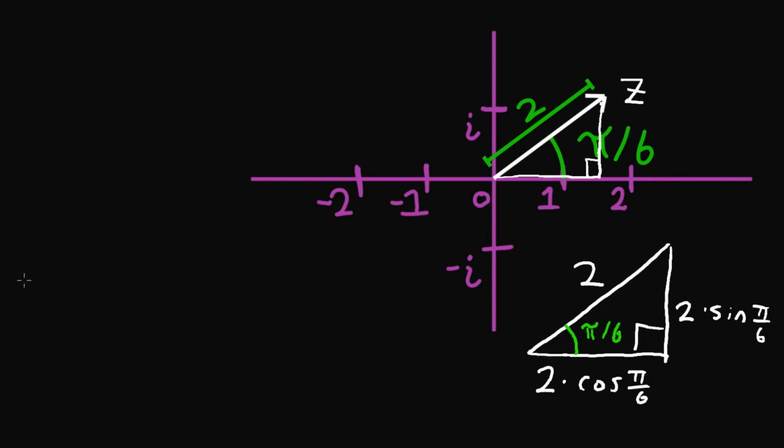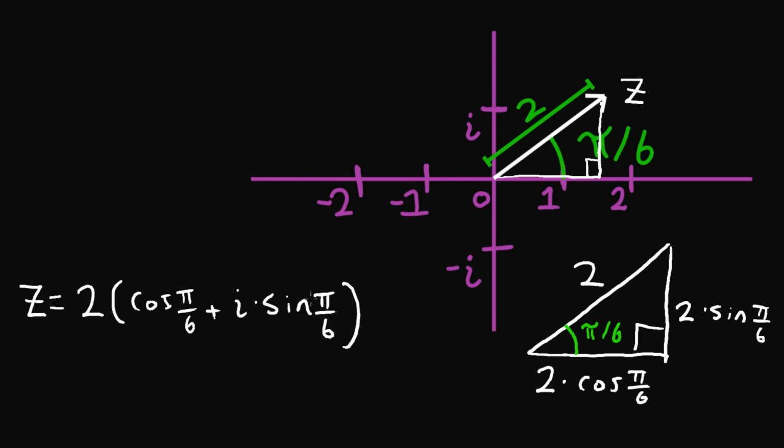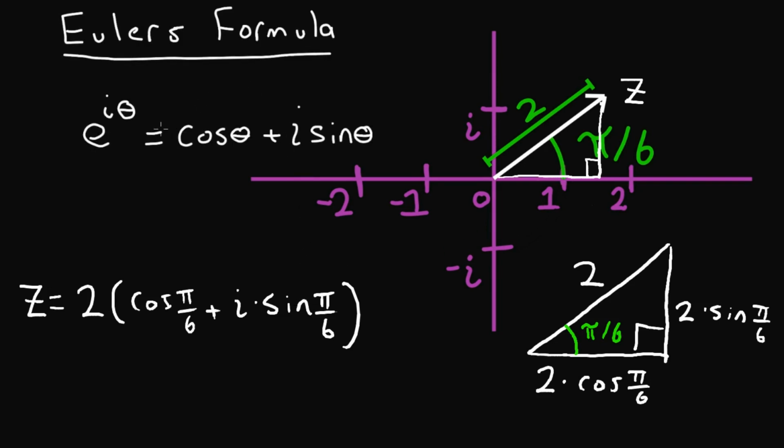So this tells us that z is equal to, now I'm going to factor the 2 off the whole thing, z is equal to 2 times cosine pi over 6 plus i sine pi over 6. And this part inside may look familiar to you. If we think back to Euler's formula, which tells us that e to the i theta is equal to cosine theta plus i sine theta, we can actually rewrite this as 2 e to the i pi over 6.